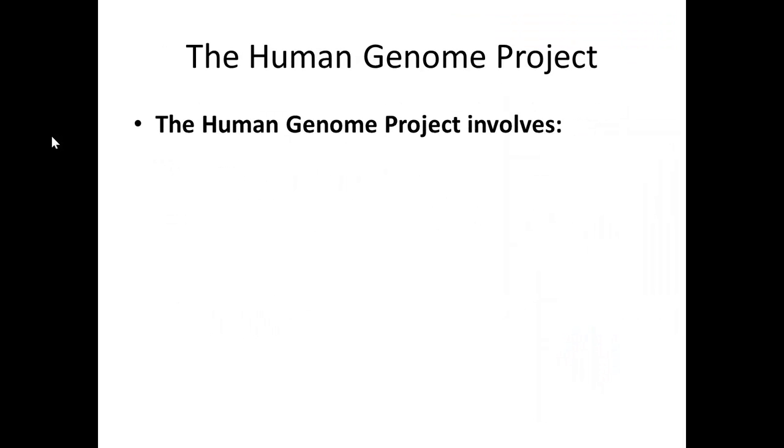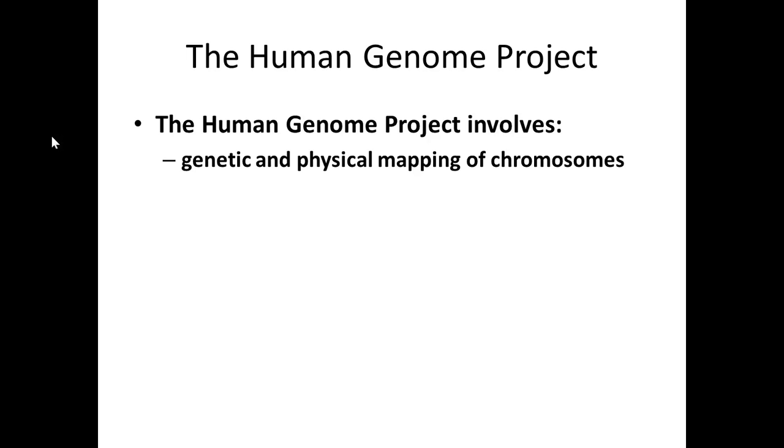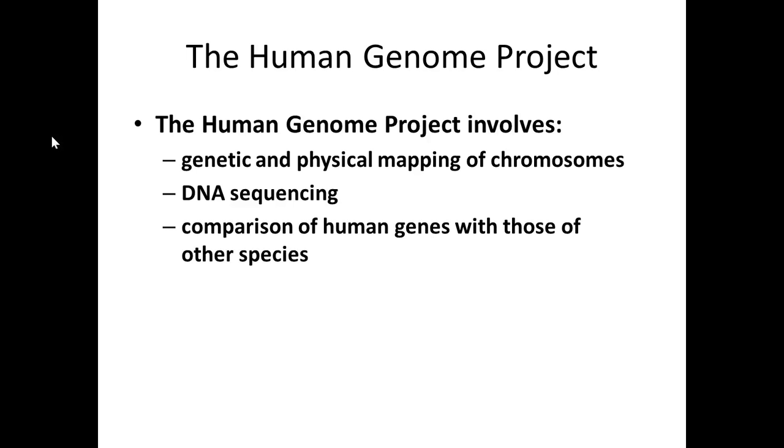And lastly, the Human Genome Project. The Human Genome Project involves genetic and physical mapping of chromosomes. By mapping of chromosomes, I mean analyzing chromosomes to find out how to make copies of them, what they do, how they do what they do. DNA sequencing, which is when you start to find the matches and copying of DNA. The comparison of human genes with those of other species.